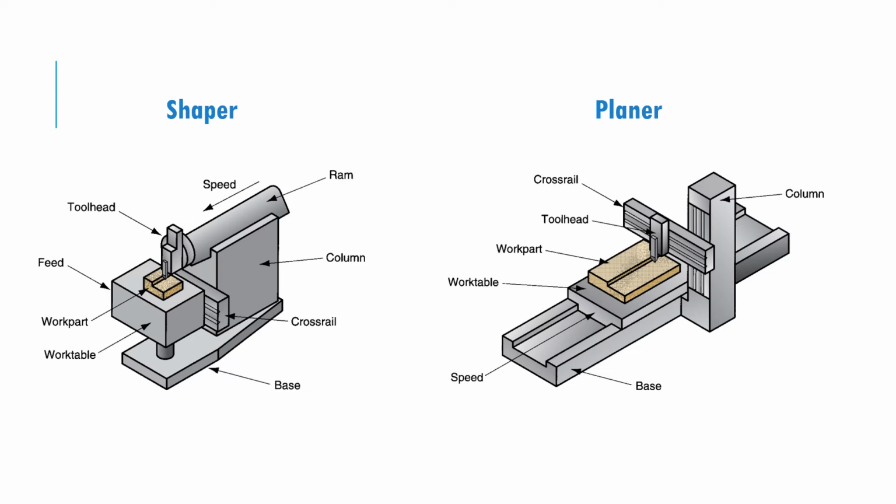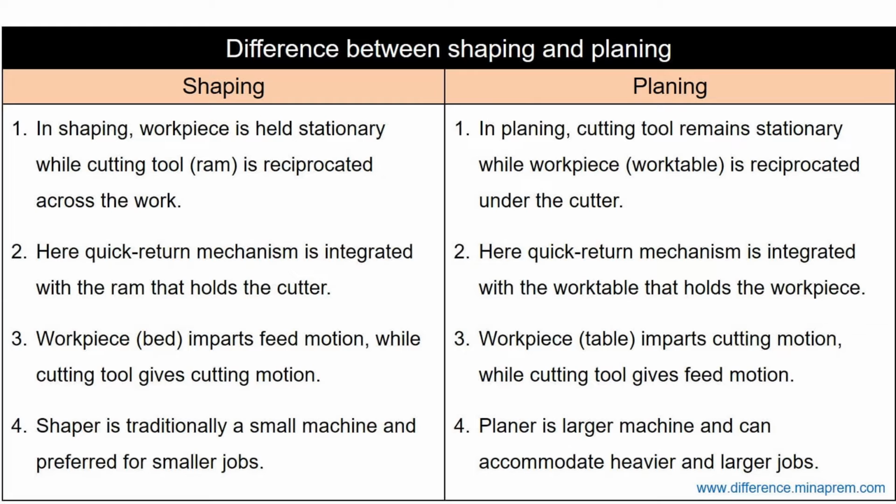Although it looks the same in terms of the operation, where you want to get a flat surface, if you look into the machines, they are totally different operations. The left side is the shaper and the right side is the planer. So let's see the differences between these operations. Here are some differences between shaping and planing.